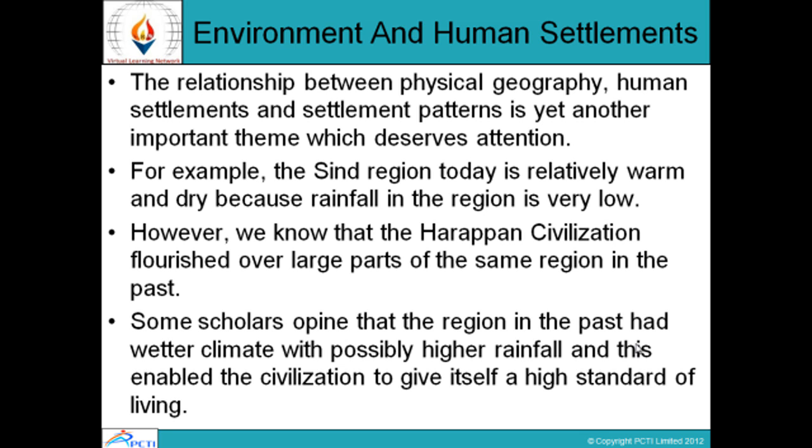So basically, some scholars have opined that in the past a wetter climate and heavy rainfall enabled the civilization as well as the human beings to give themselves a better standard of living. Today, the Sindh region is relatively warm and dry because rainfall in the region is very low. That is why the climate is warm and dry.